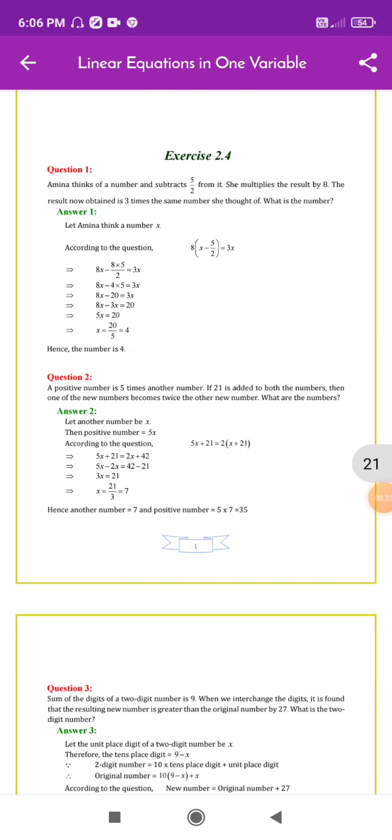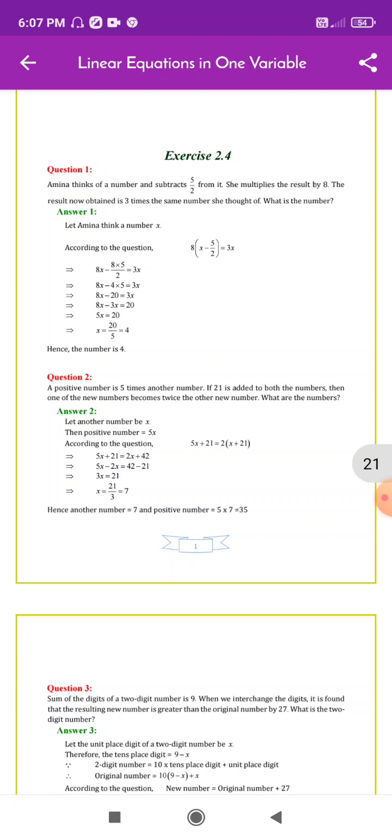Read the first question. Amina thinks of a number and subtracts from it 5 upon 2. She multiplies the result by 8. The result now obtained is 3 times the same number she thought of. What is the number? See, what is the number asked?